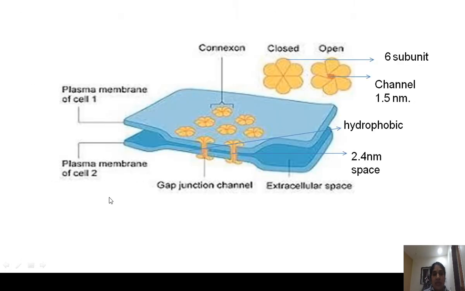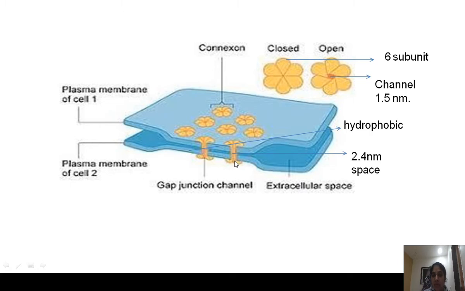You can see this is the diagram. This is the plasma membrane of one cell. This is the plasma membrane of the other cell. This is the gap junction. Here is the connexon, the closed connexon and the open connexon. The closed connexon is made up of 6 subunits. The channel is 1.5 nanometer. This is the hydrophobic channel. For the formation of this channel, 2 connexons are required. It is hydrophobic in nature, with the 2.5 nanometer space.